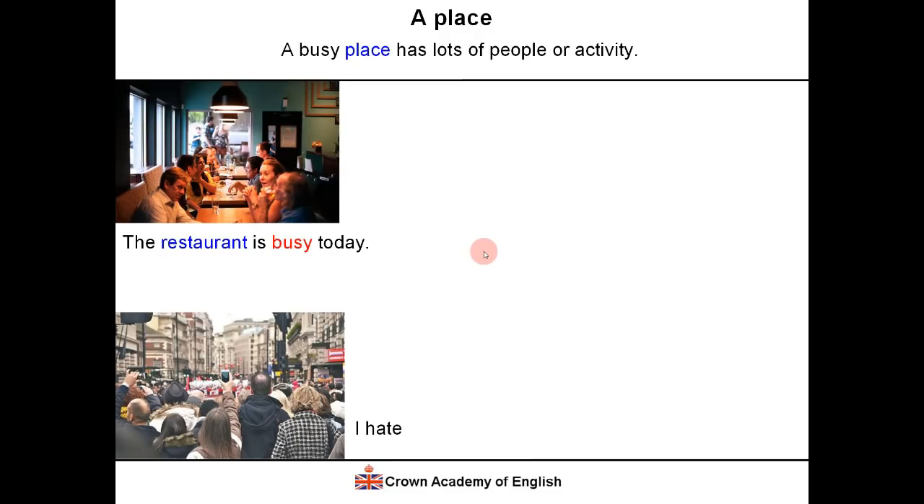Another example. I hate London. It's always so busy. So the place is it, and it is obviously London. So the place, London, is always so busy. So there are always lots of people in London. You know, there are lots of crowds, lots of activity. London is a busy city.